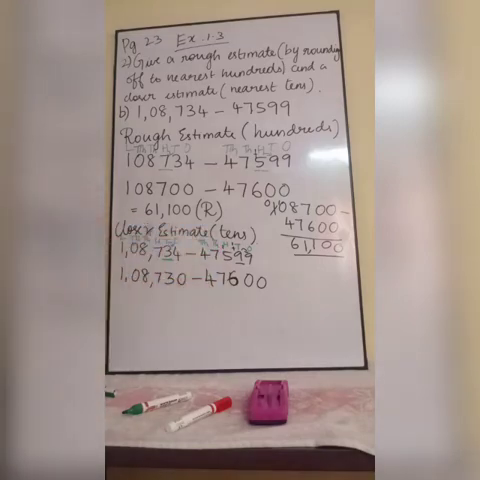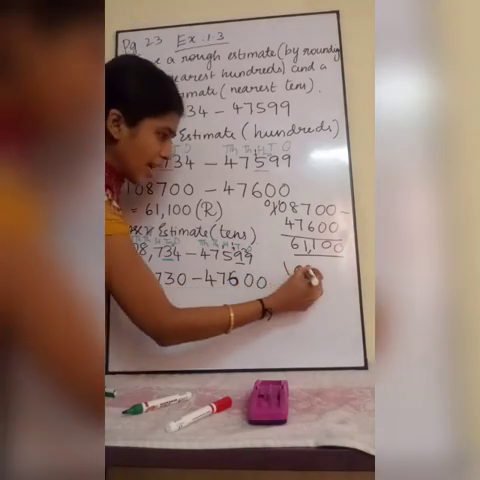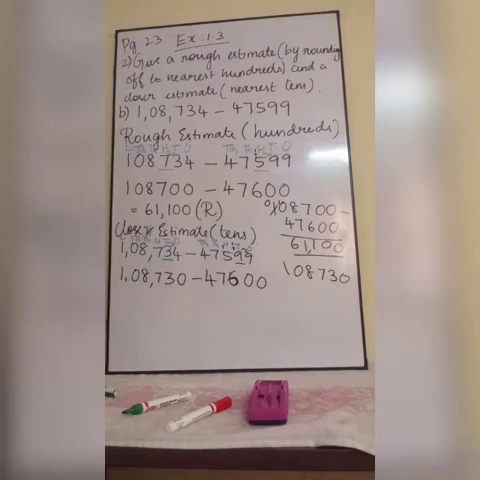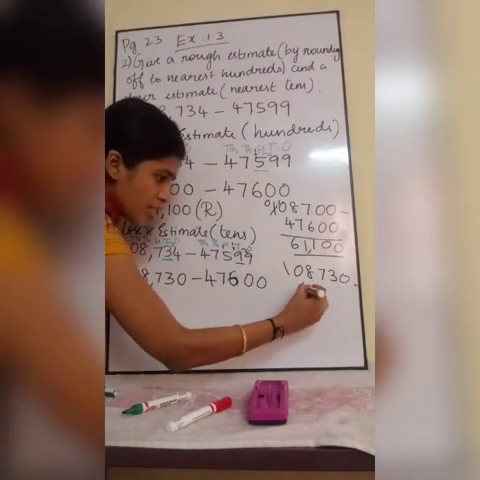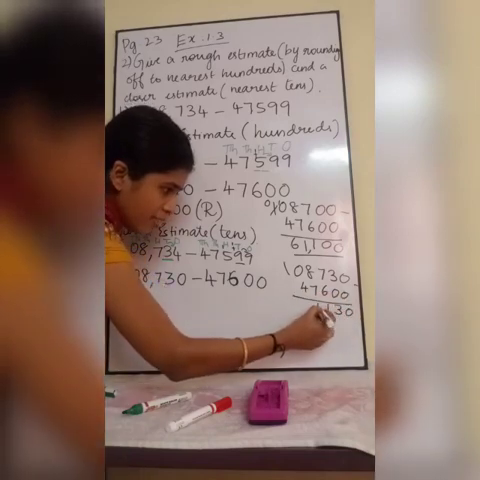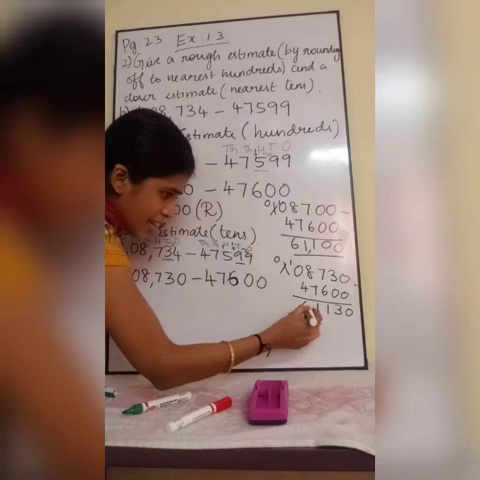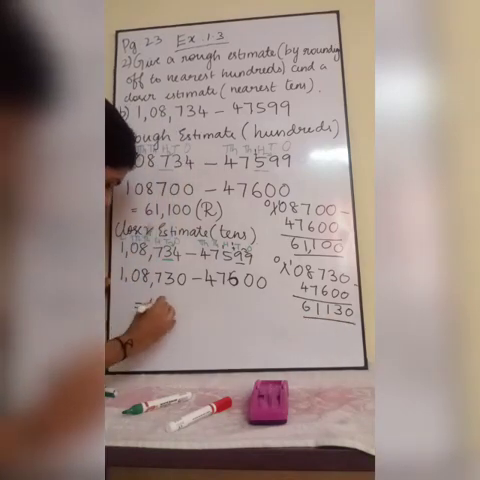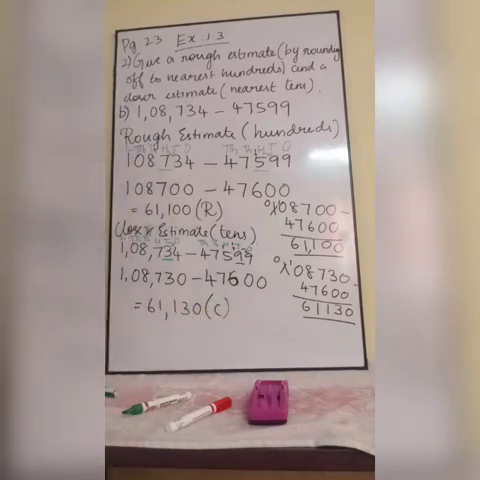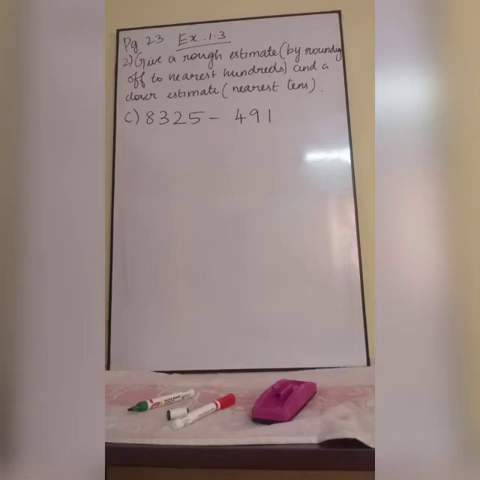Now I am going to subtract these two round off values. 1,08,730 minus 47,600. 0, 3, 1, 1, 6. So what is my answer? 61,130 is my closer estimate. See, listen, the difference between this rough estimate and closer estimate. Rough estimate is 61,100. Closer estimate is 61,130. Understood? Your C question.